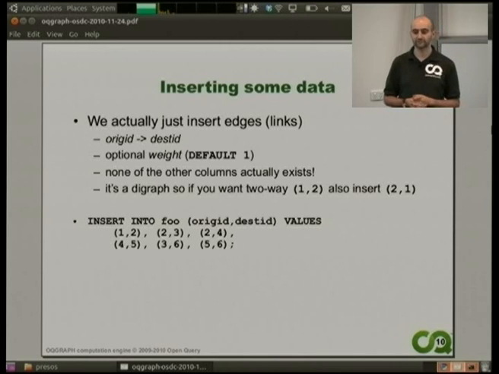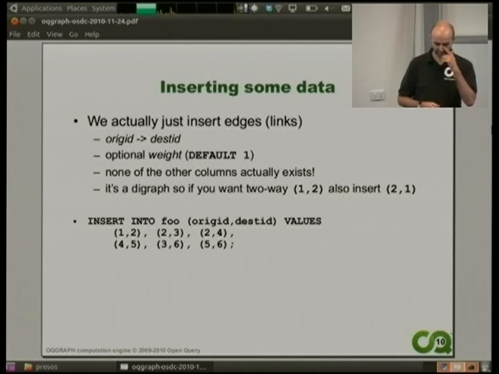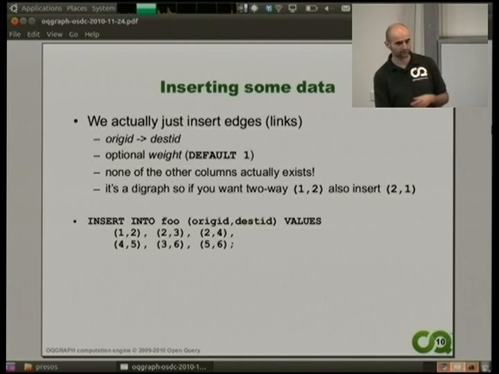None of the other columns actually exist. We're not storing them. We're just using them for input and output purposes. And we'll get back to that. So to insert something, this is an example. We're inserting into foo, our typical demo table, origid and destid. We don't care about the other columns because they don't exist anyway. And the default weight will be 1: 1, 2; 2, 3; and so on. So we create a tiny little tree of items, people, whatever their IDs might be. We can select that back. By the way, I could do a live demo, but it does not serve a particular purpose. I've just cut and pasted this earlier.